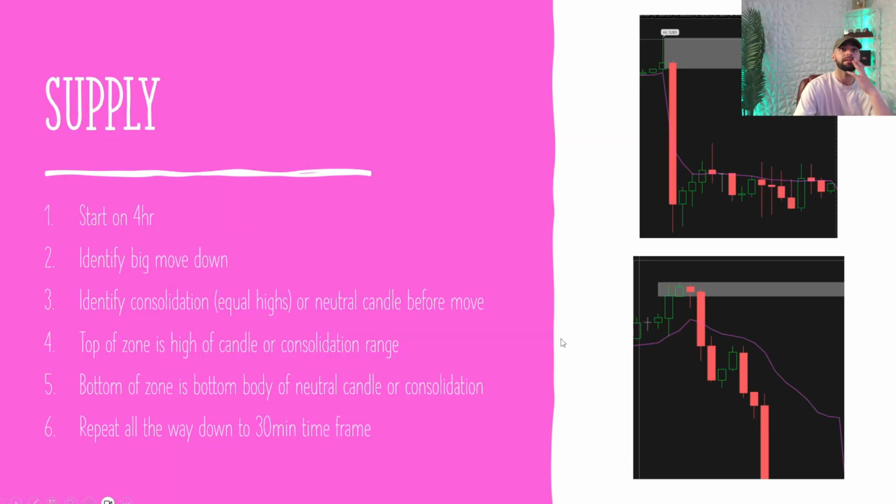So what supply is, right? We're going to start on the 4 hour chart. Identify the big move down right here. And then identify either consolidation or a neutral candle before the move down, right? And then the top of the zone is going to be the top wick. And the bottom of the zone is going to be the bottom body of the candle. So we're going to do one for you here, or a couple for you, so you get this down. We're going to repeat this all the way down to the 30-minute chart.